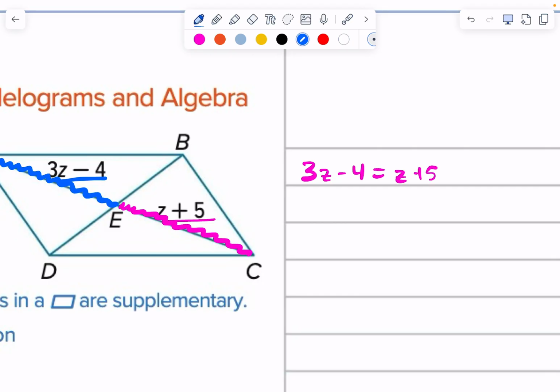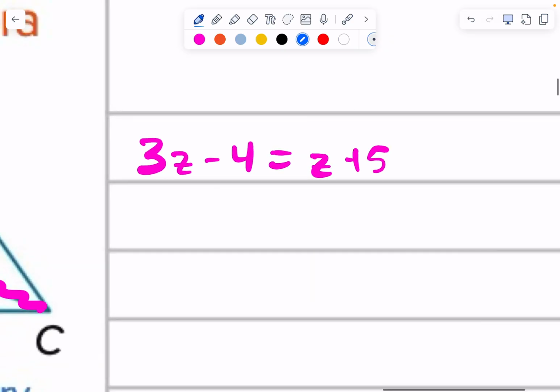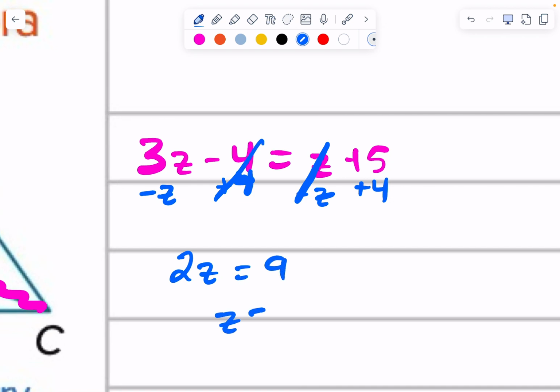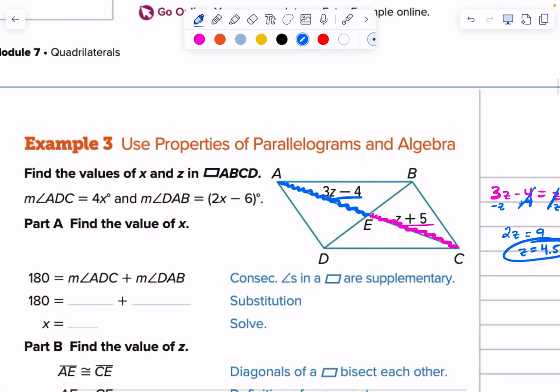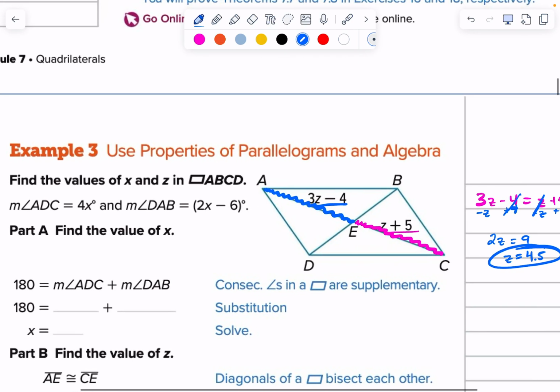What would you like to move? I have to do my variables together first. You guys are crazy. No. Plus 4, not 9. Plus 4. 2z equals 9. z equals 4.5. Is that what they asked for? Find the values of x and z. Oh, wait, what is that?